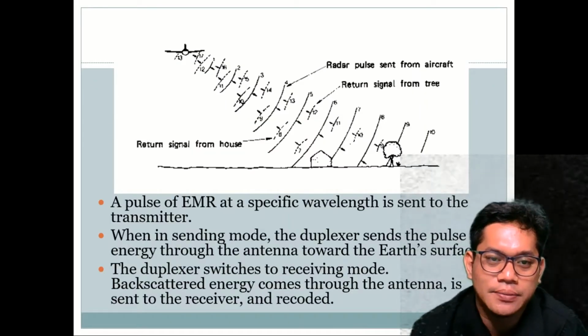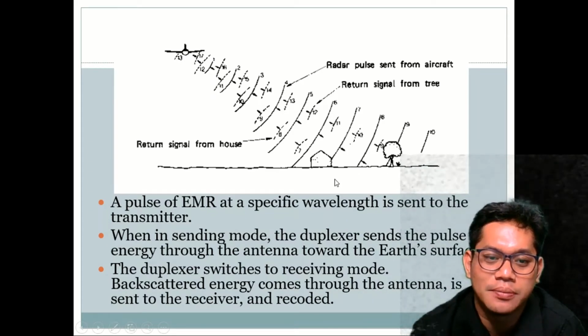So the idea is like this. As I said before, the radar systems must face obliquely towards the features, the target that you want to capture. The pulse of EMR at a specific wavelength is sent to the transmitter. When in sending mode, the duplexer sends the pulse of energy through the antenna towards the Earth's surface at a certain specific angle, and the duplexer switches to receive mode. Here, the backscattered energy is sent to the receiver and recorded.